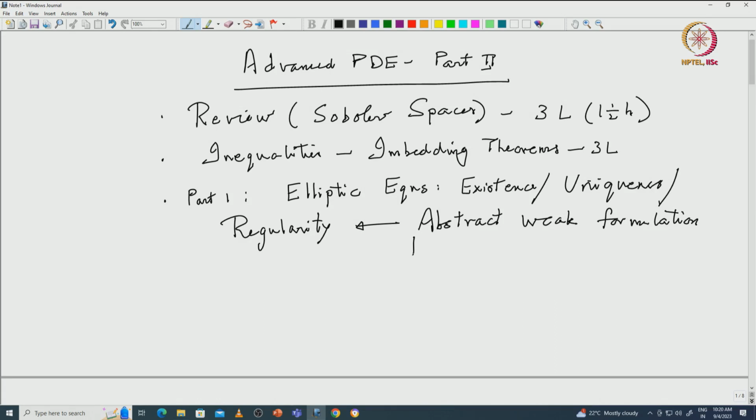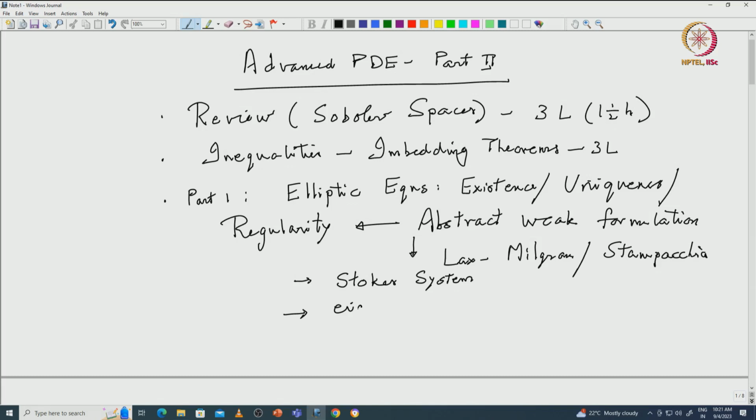And you will also see what are called the Stampacchia theorem, Lax-Milgram theorem and all that, the minimization problems associated with it, Lax-Milgram, Stampacchia. And for elliptic equations, probably if we have time we will also study the Stokes system, at least in the linear setup, Stokes system. And then we study some spectral problems, that means eigenvalue problems. And Rayleigh quotient, the characterization of the eigenvalues.